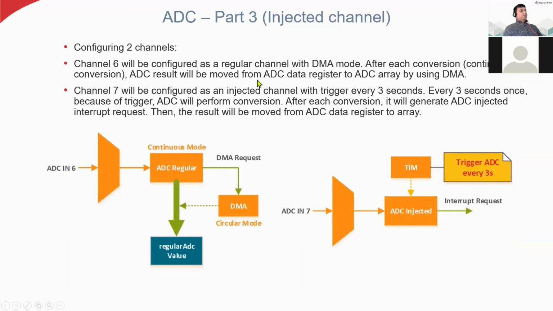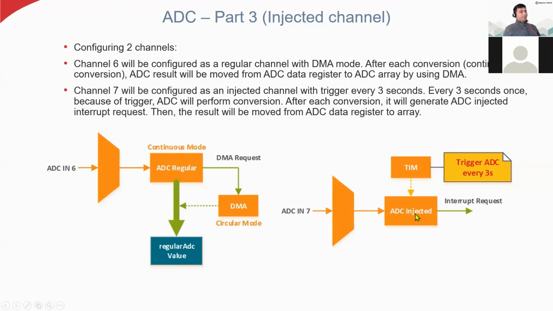After each conversion, the ADC result will be moved from the ADC data register to the ADC array by using DMA. This we had already seen separately in the previous example. Now we are putting two at the same time. So channel 7 here will be configured as the injected channel mode.